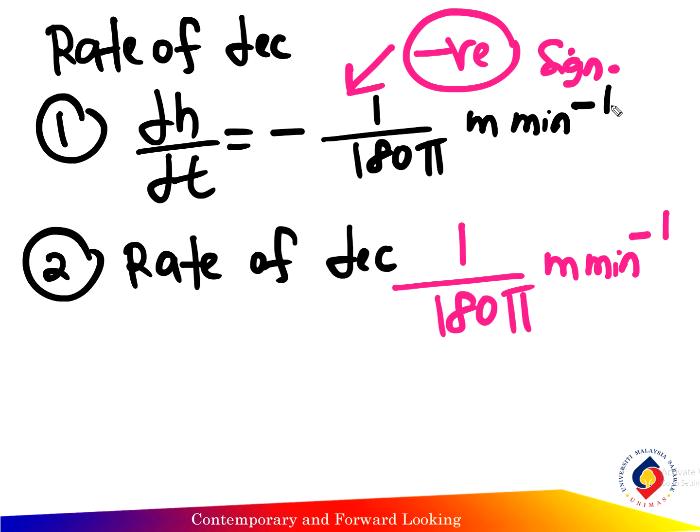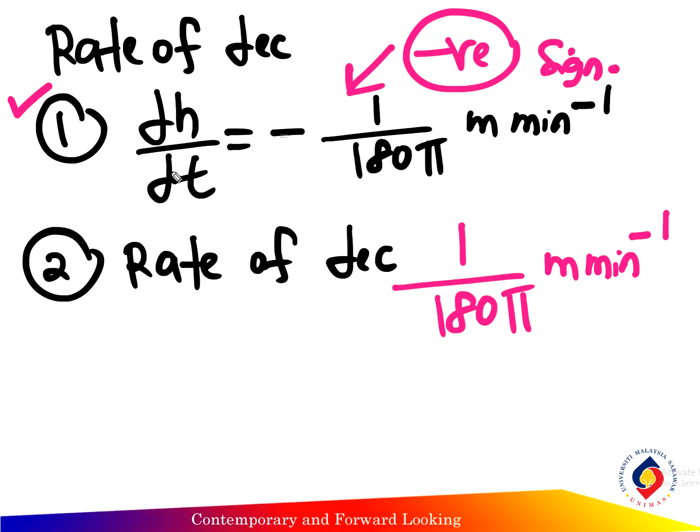Okay, first you write down the final answer, rate of decrease of the height. So the question here: find the rate of decrease of the height. Yeah, so first method, you write down the final answer, dh over dt equals negative 1 over 100 pi meter per minute. So this one, you put the negative sign.